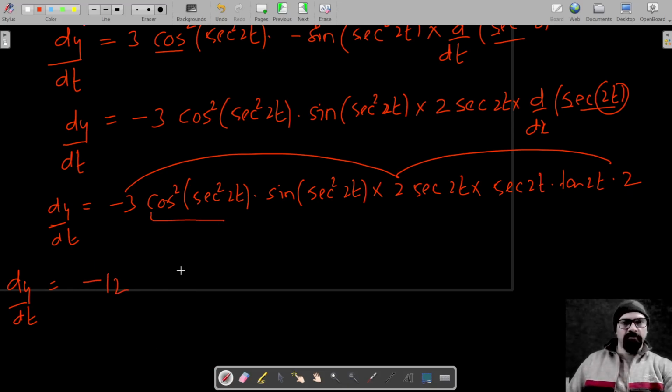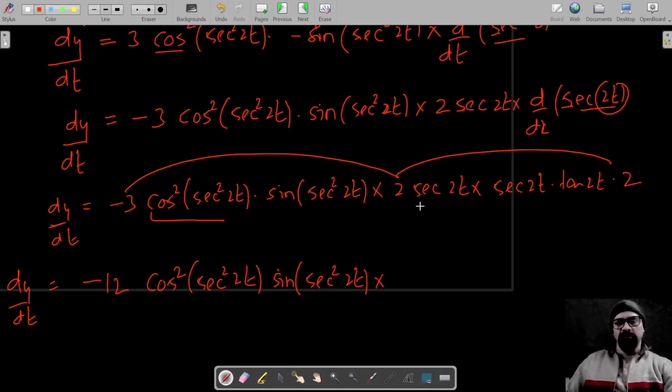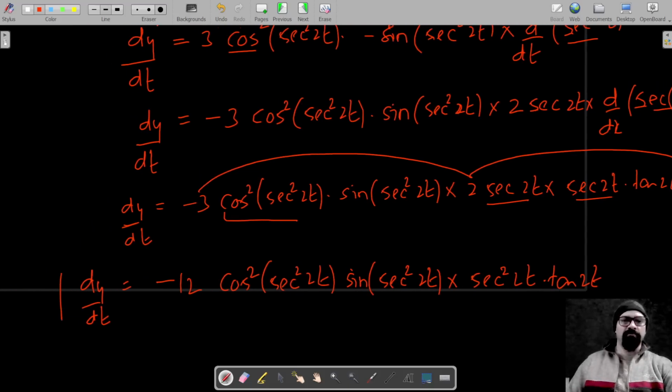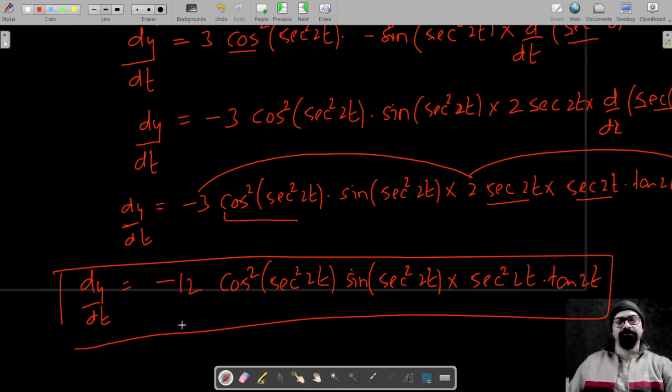So this is negative 12. And we have cos square. So let's write this as cos square secant square 2t. And then we have sine of secant square 2t. And this is secant 2t into secant 2t is secant square 2t, into we are left with tan 2t. So this is the value of dy by dt.